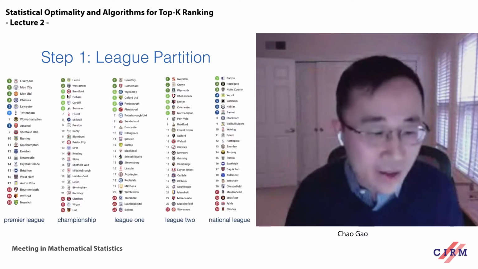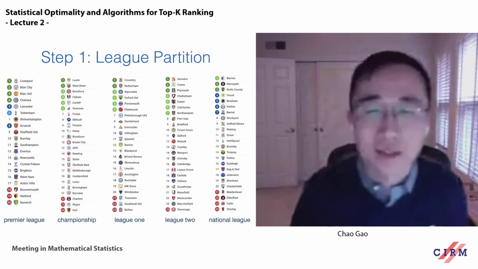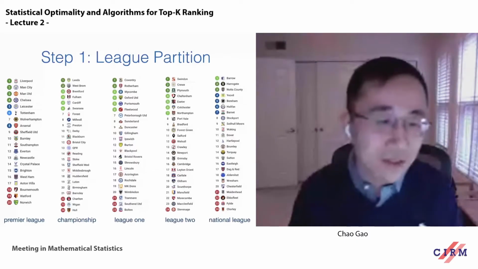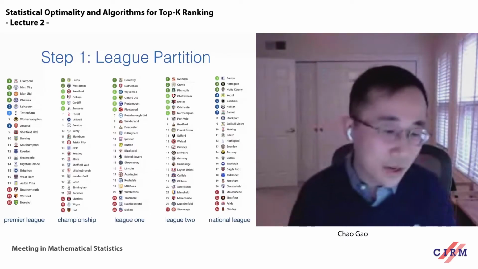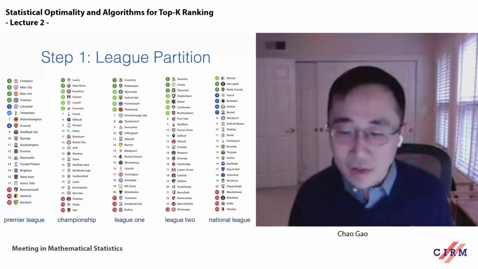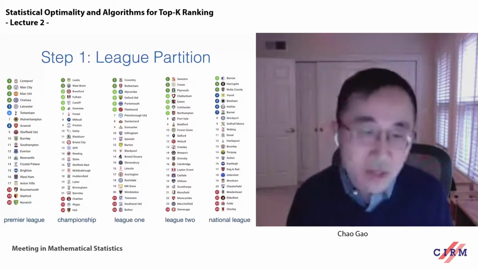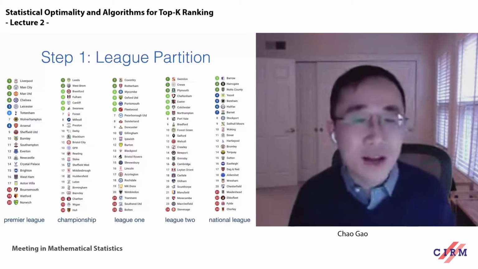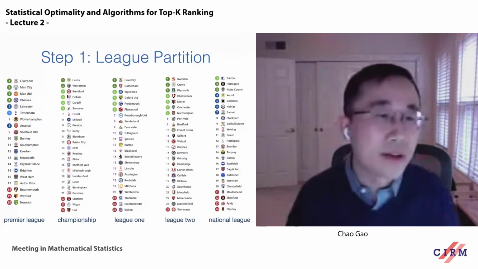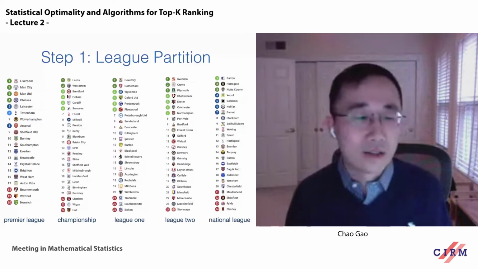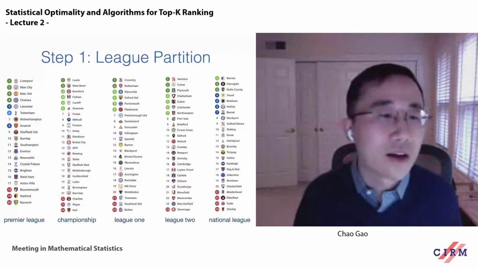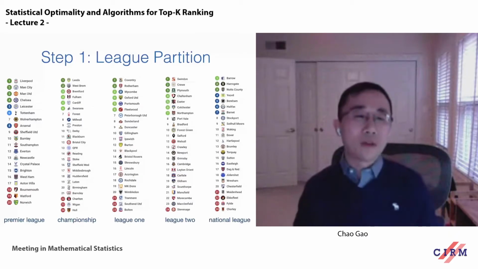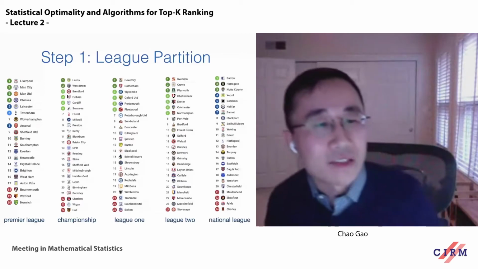Here is a very nice example of a league partition: the English football system. What I list here is the table of the top five leagues. You have the top league, the Premier League, and then the fifth league, which is called the National League, and you have the Championship, League One, and League Two. I think this is a very nice example of league partition, and the table is taken from the results of the last season. You can see Liverpool was the champion of the Premier League, and Leeds United was the champion of the Championship and was promoted to the Premier League this season.